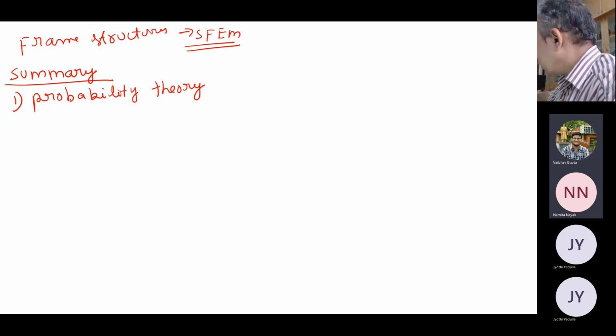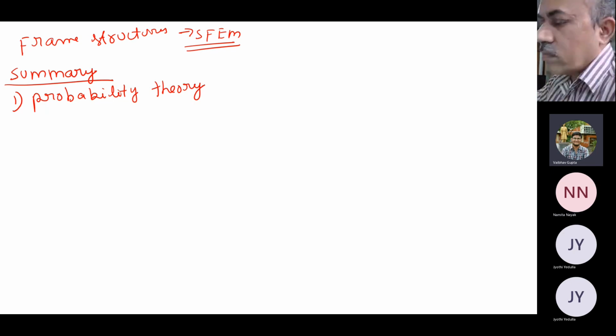Probability of any event should be greater than or equal to 0. Probability of the sample space should be equal to 1. And probability of the union of two events is equal to probability of one event plus probability of the second event minus probability of the intersection of both. Excellent. So this is what we discussed.